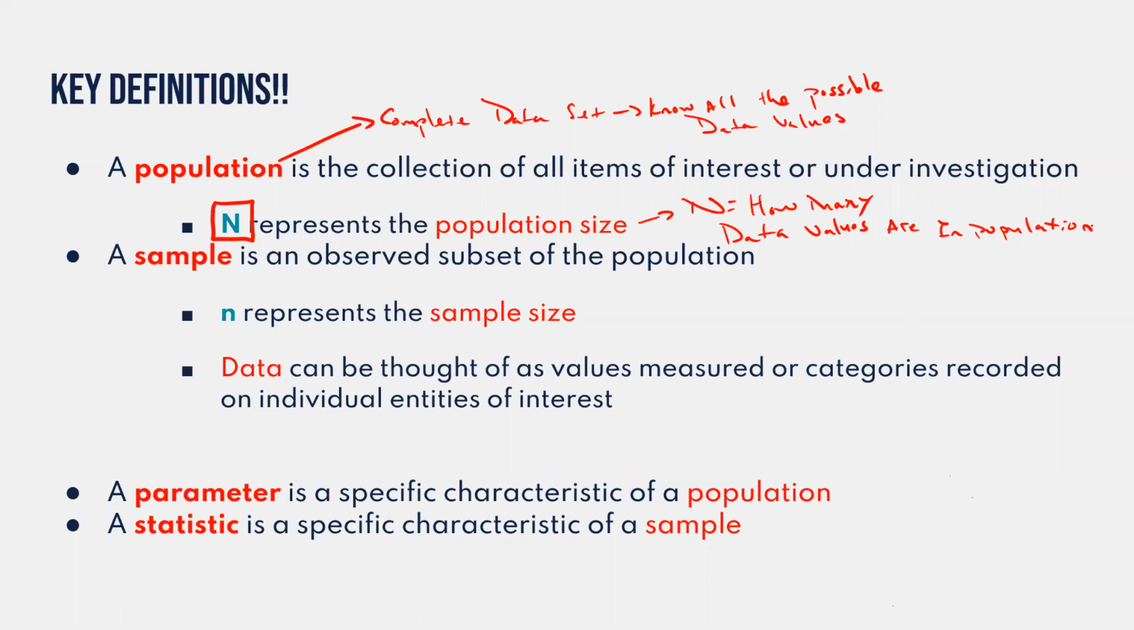So what we do is we take what's called a sample. A sample is an observed subset of the population. I like to think of a sample as incomplete data. Think of it as a small observation of the population.